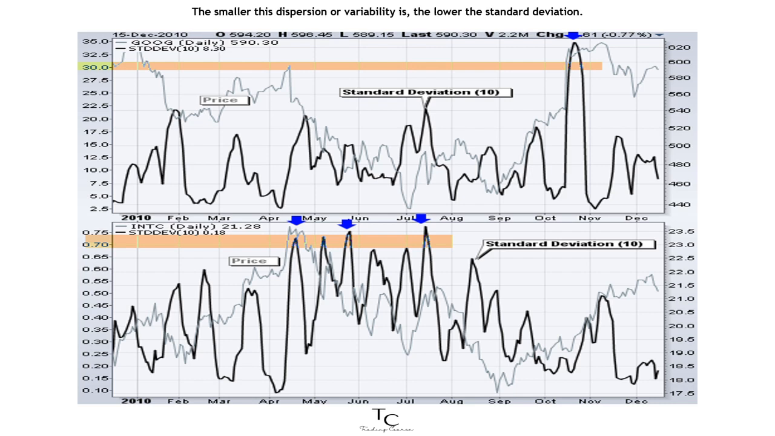The smaller this dispersion or variability is, the lower the standard deviation. Chartists can use the standard deviation to measure expected risk and determine the significance of certain price movements. Standard deviation values are dependent on the price of the underlying security.